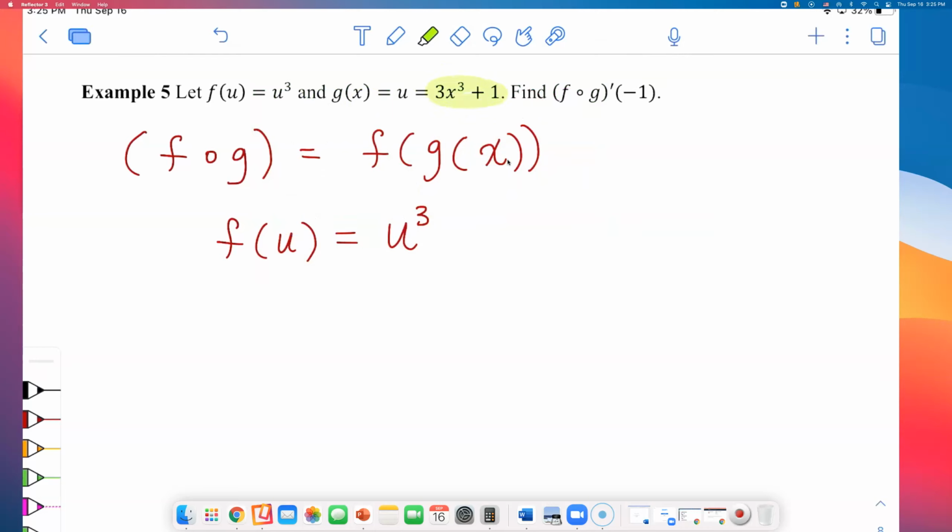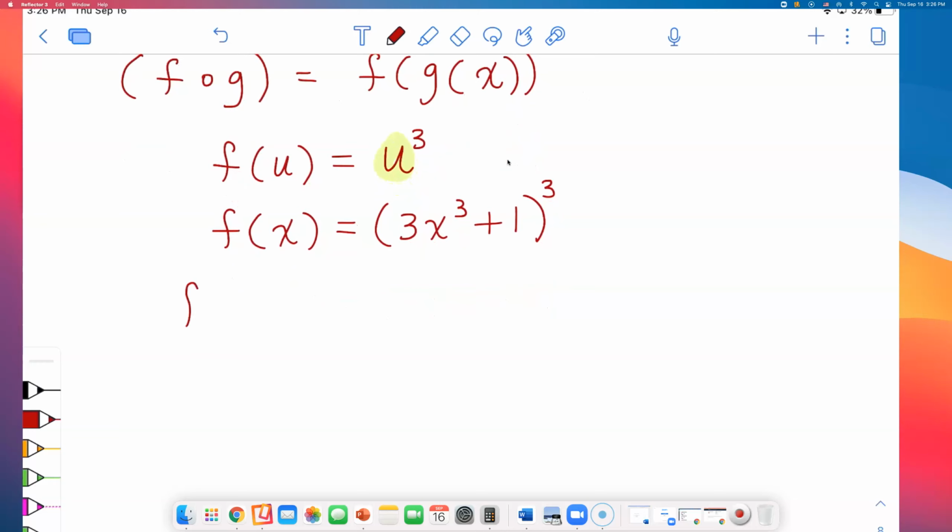So are you okay with me if I change that u with that 3x cubed plus 1? That's okay, right? And now if I do that, the input variable is no longer u, it is now x. And I will have what's inside? 3x cubed plus 1, and that needs to be raised to the third power. Okay, so this is that composite function. g went into f. We need to find the derivative of this. Okay, so what is the derivative of this function?